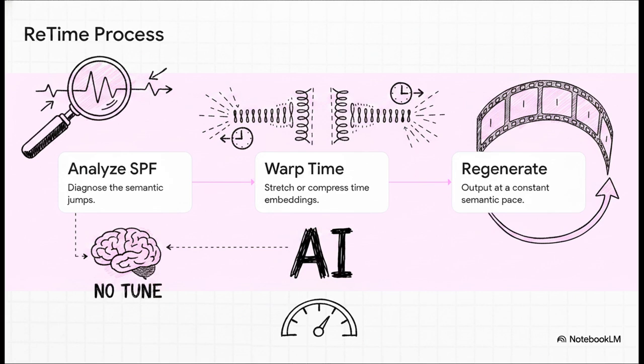And honestly, here is the absolute best part. This requires zero model fine-tuning. None. It's applied right at inference time. By warping the temporal positions, which basically means allocating way more time to semantically dense regions and compressing the stable ones, it forces the AI to pace itself.